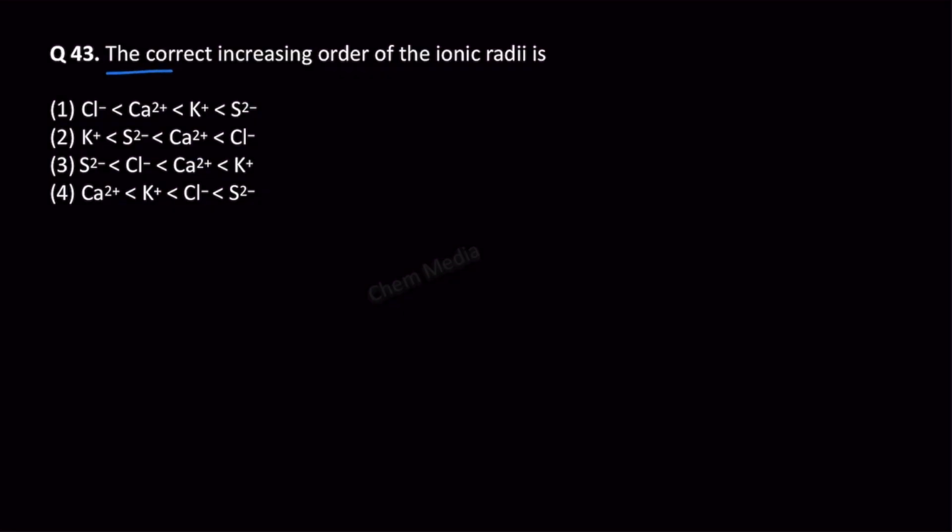What is the correct increasing order of the ionic radii? Increasing order means we need to write down the smallest value first. Let us first write down the atomic numbers. Sulfur atomic number is 16. For chlorine atomic number is 17. For potassium atomic number is 19. And for calcium atomic number is 20. Here 4 different ions are given.